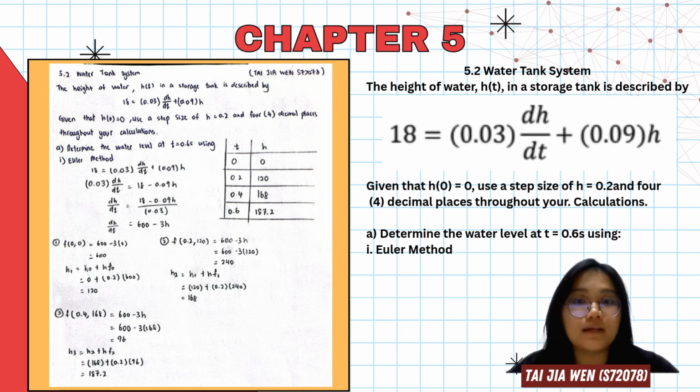My name is Tajawan and my matrix number is S72078. So today I want to talk about chapter 5, and my question is 5.2, water tank system.